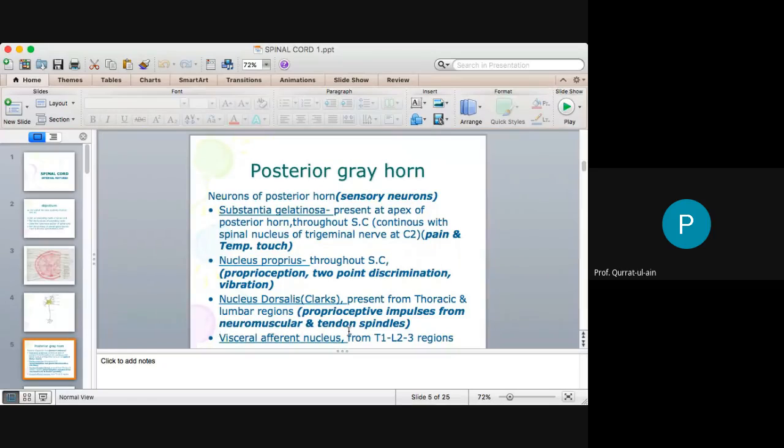The neuromuscular and tendon spindles, which are present in the muscles. And the visceral afferent nucleus is also present in the thoracic and lumbar regions of the spinal cord. All right.